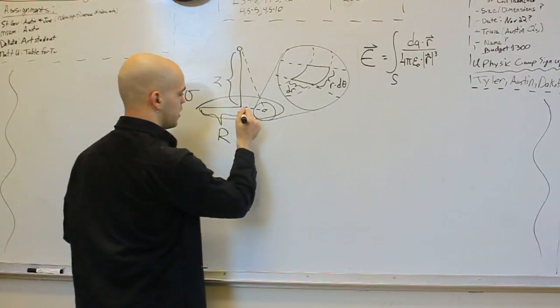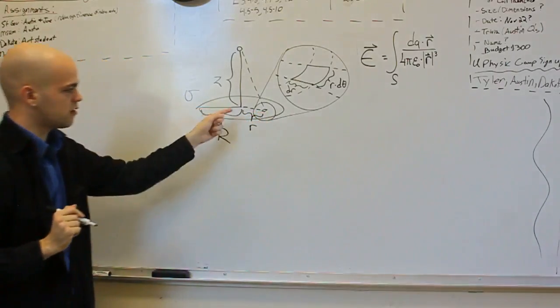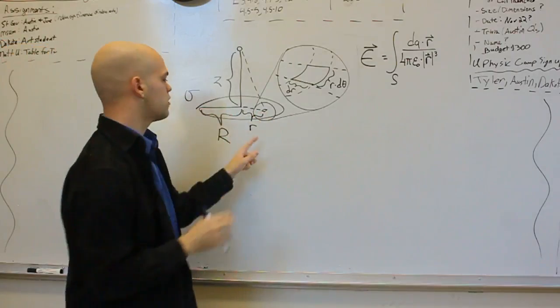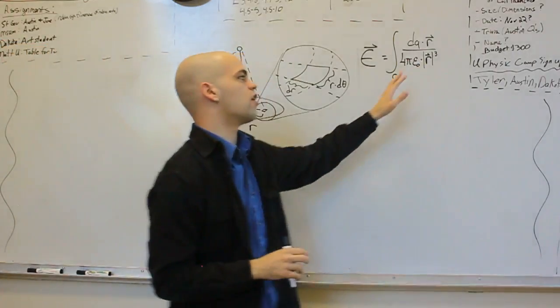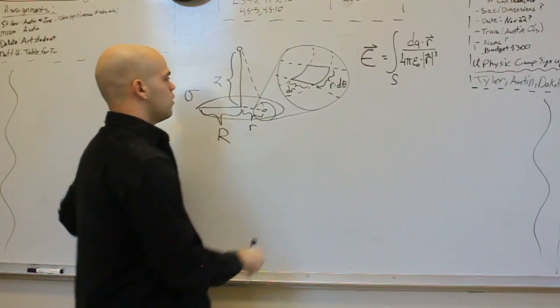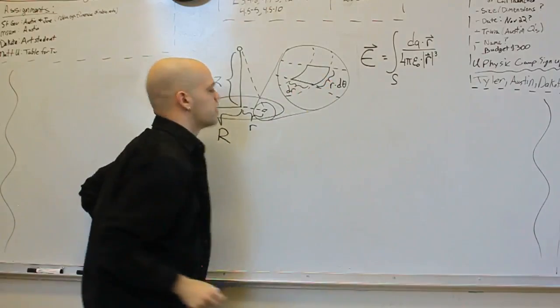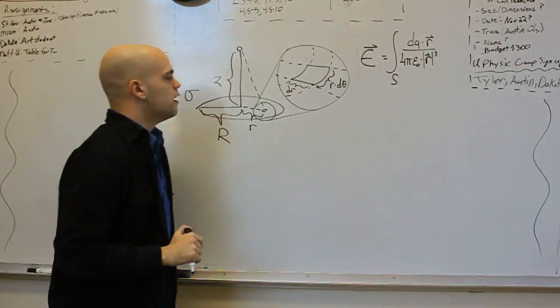I should mark that, by the way. This is little r, the distance out there. By the way, don't confuse this r with that r. I'll explain what that r is in a moment. So, length dr and width r times d theta.